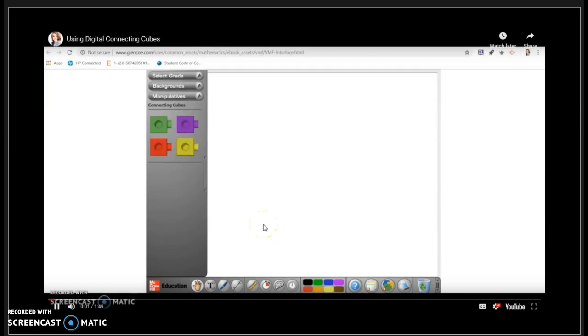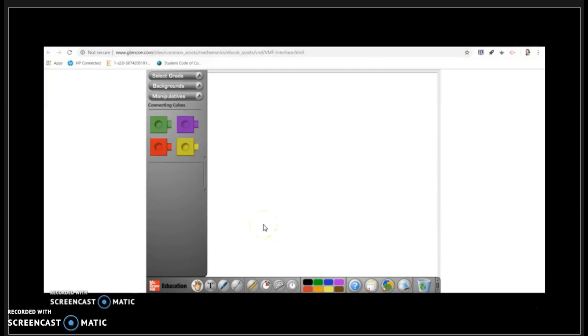In a second, you will be asked to complete an activity that requires you to use a digital manipulative. We will be using cubes. You will be given a link that will take you to a website that looks just like this. You will come over to where it says manipulatives, click here, and you will have to click the arrow to scroll down until it says connecting cubes. Once you click that, this will appear.